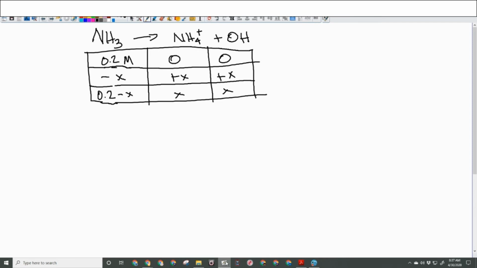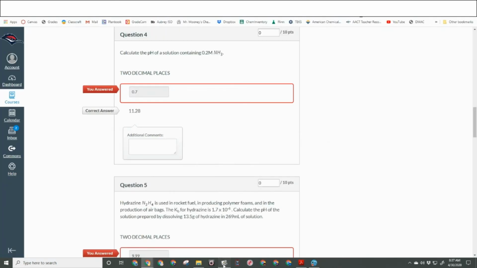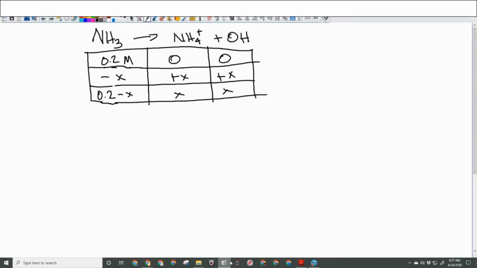All right, and the other piece of information it gives you, that's it. It's saying what is the pH. Okay, so we're going to solve for X. In order to get this, you need the KB. So you're going to have to look up the KA and then calculate the KB. And then you can figure this out. Same way.